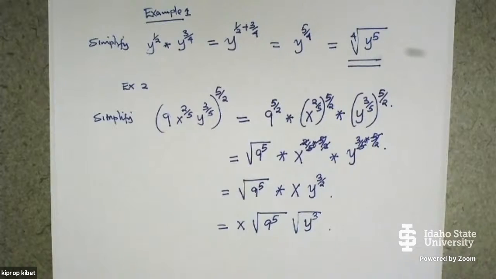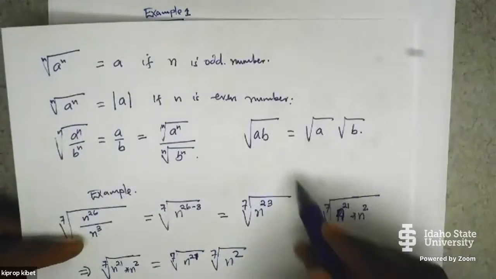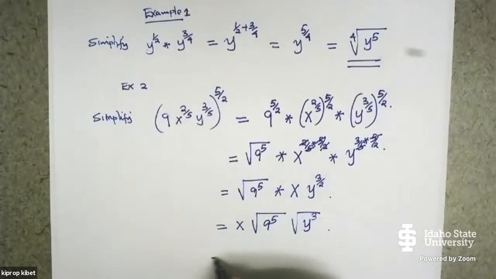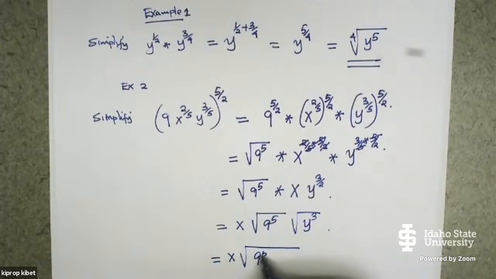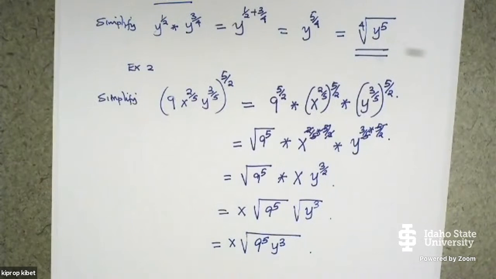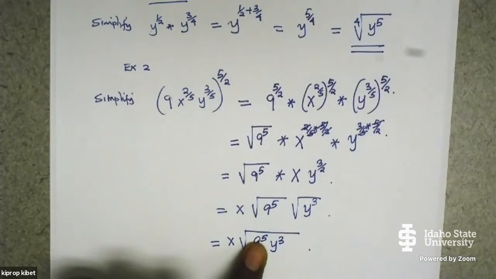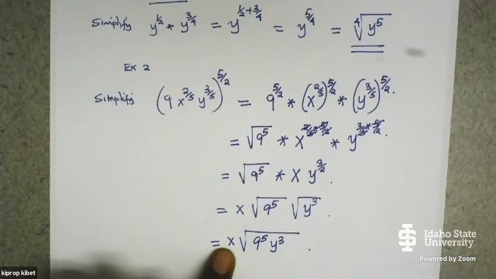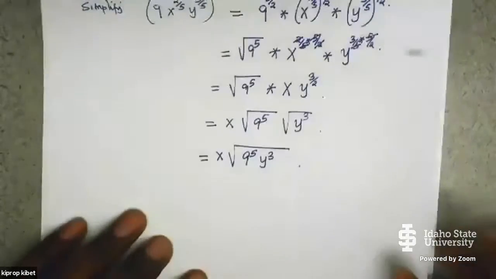Now, using this property here, this is also equal to x, the square root of what? 9 raised to 5, y raised to 3. Again, if you look at 9 raised to 5, we can still simplify. Wait, sorry, where did the x go? X is here, outside here. Oh, okay. Yeah, I'm blind. My bad. You're fine. So x is here.